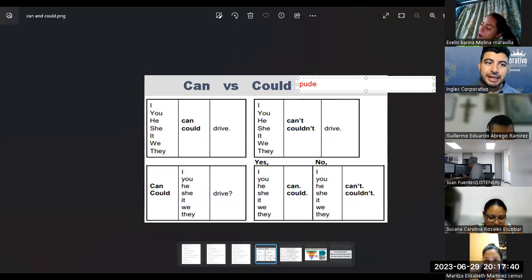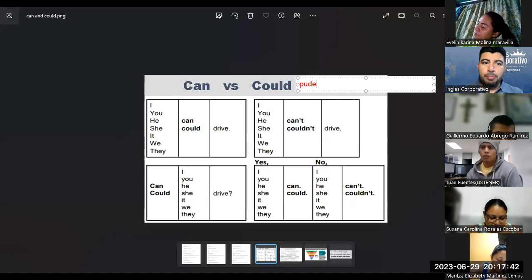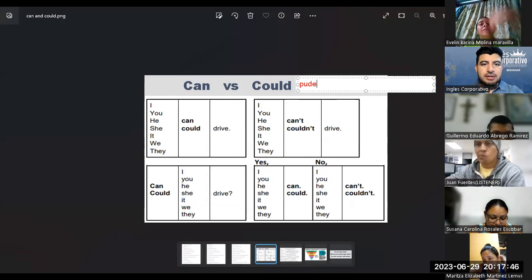En el pasado de quién, ¿verdad? No pude, no pudimos, podías, ¿ok? So, we have to use this. Ahora lo vamos a utilizar no como podría, sino como pude en algunos ejercicios.